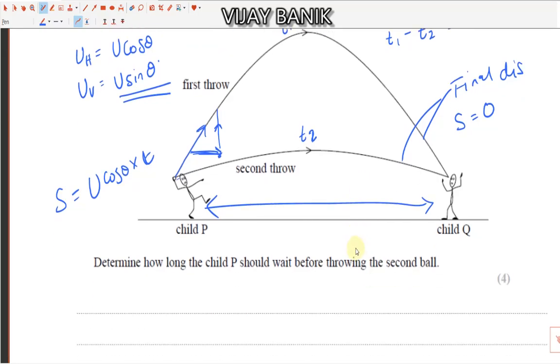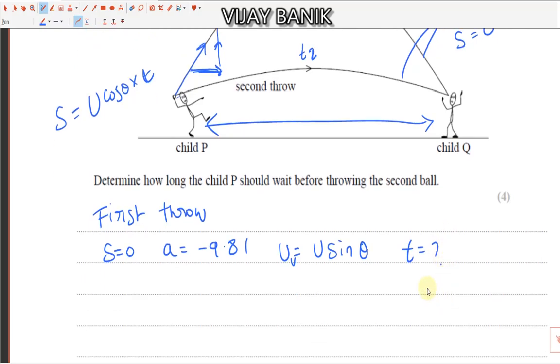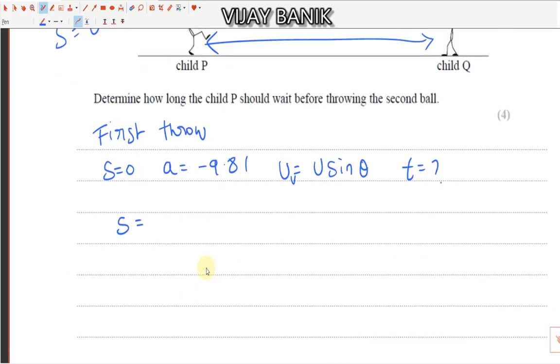So let me do the first throw. At the first throw, your displacement is 0, acceleration is minus 9.81, and the initial velocity, that is the vertical velocity, is u sin theta. We know how much that is, and time is the question mark. Let's find it. Which formula suits us best? s equals ut plus half at squared. So s equals ut, I hope there is enough space here. I'll try my best.